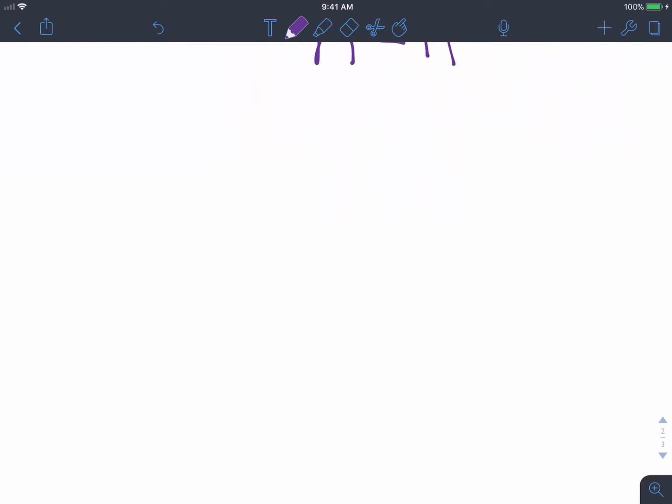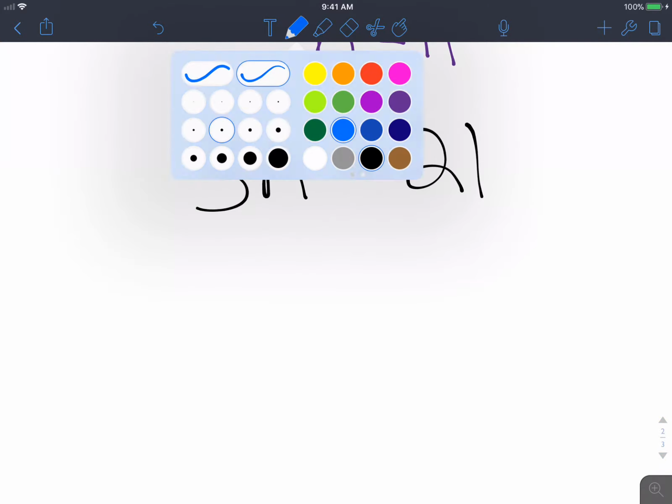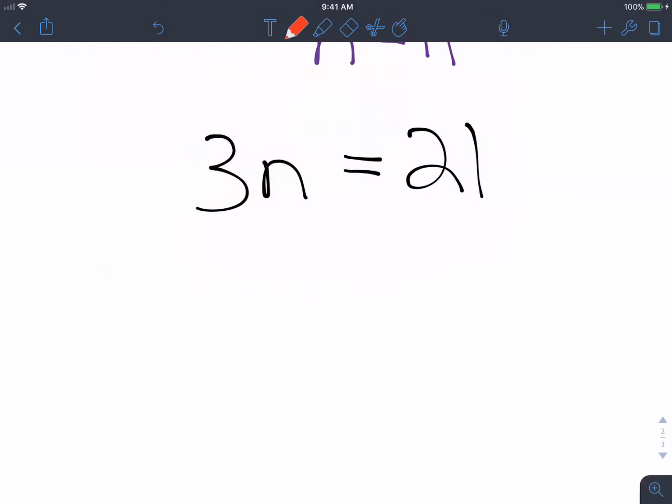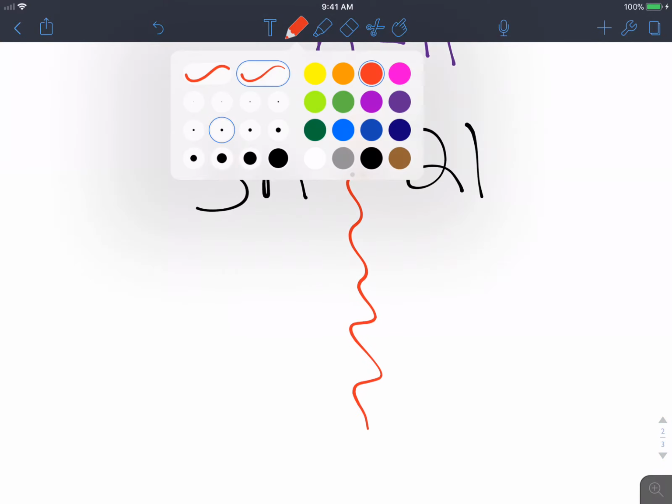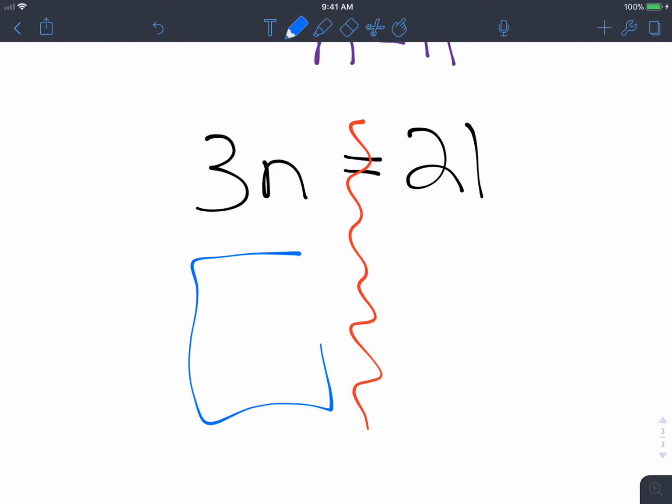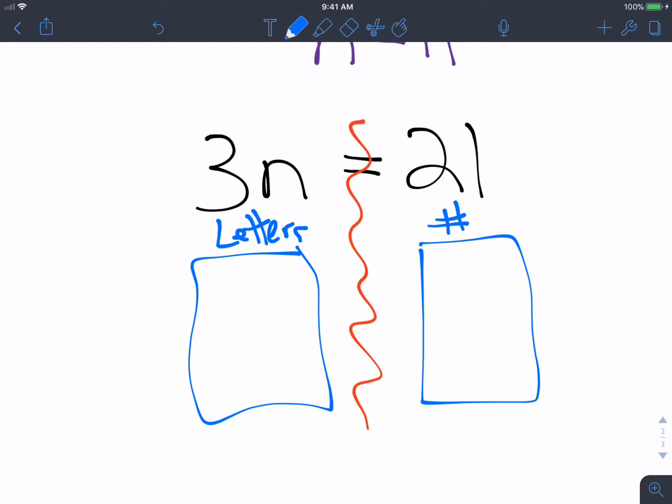Now we're going to try some that involve multiplication and division. So I have 3n equals 21. First thing I'm going to do is still draw my fence. Draw my boxes, letters, and my numbers. I'm going to drop everything in. So my 3n is on the same side as my letters. My 21 is on the same side as my numbers.